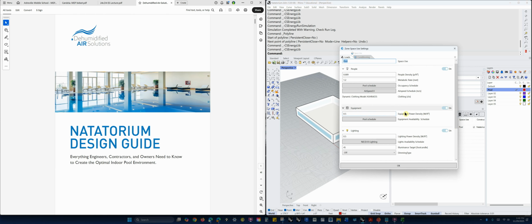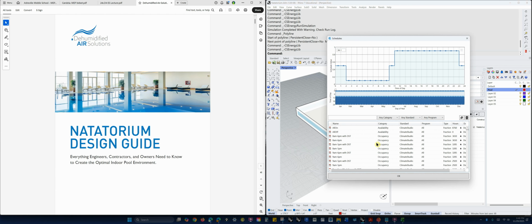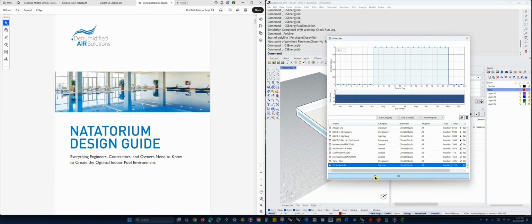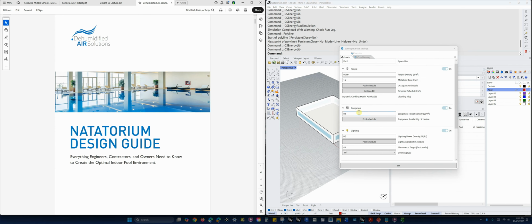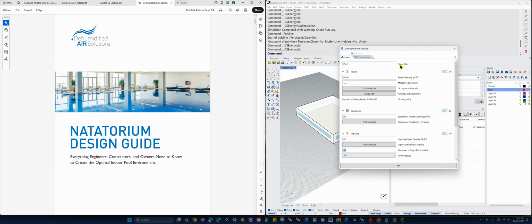and come back to the pool. Actually, I didn't set this one here correctly, so let me do that. The equipment and lighting power densities are pretty low, but that's coming from the standard, and that makes some sense to me. I set a luminance target of 45, which is also based on what I read in the standard and also in this guide. I'm turning off the hot water.